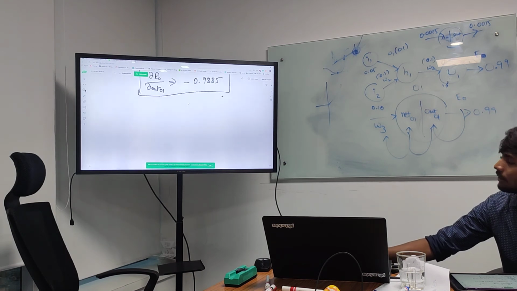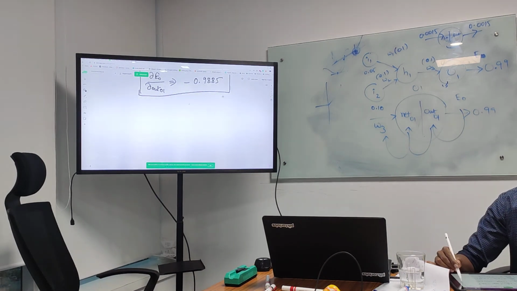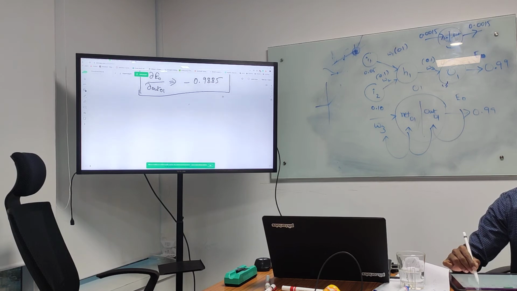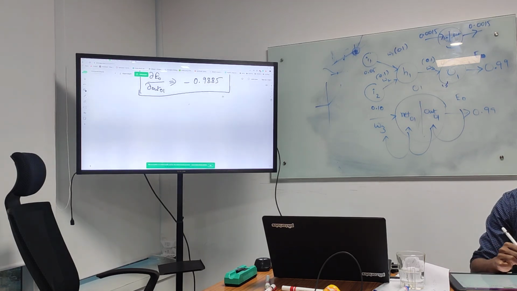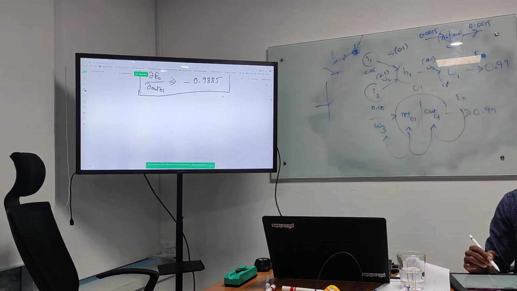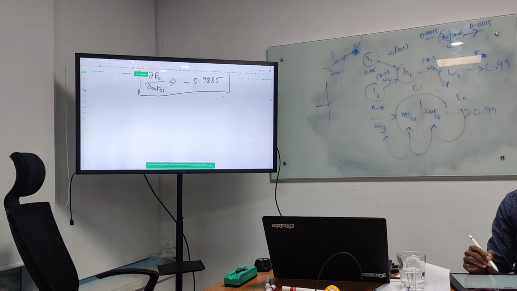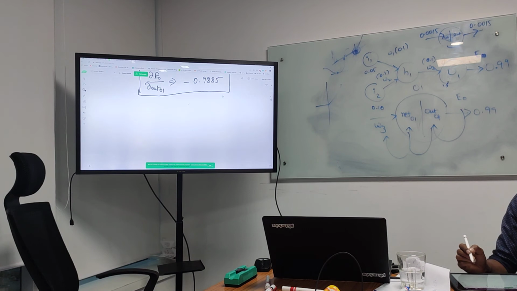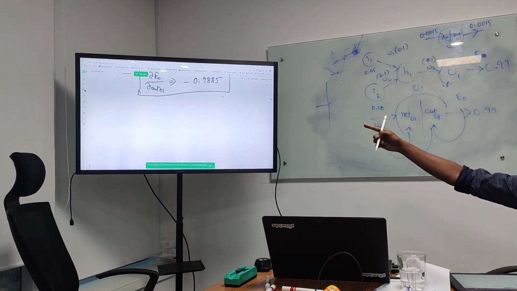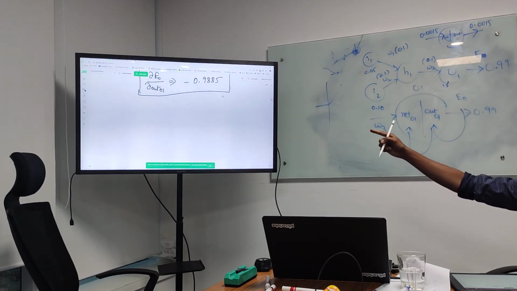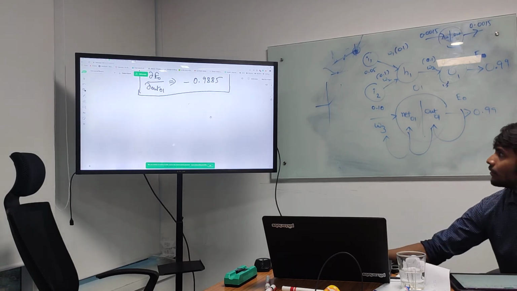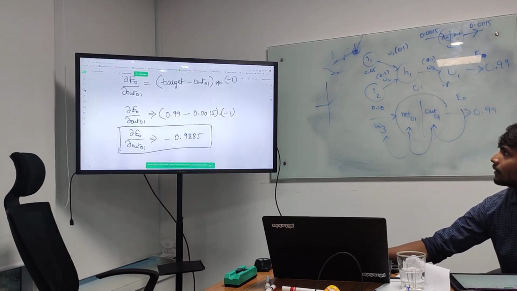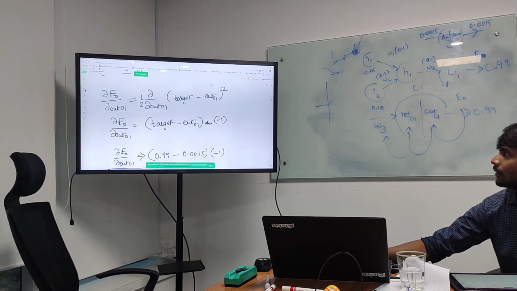That's it, simple. Backpropagation slowly gets there. So now, if I go here, make it smaller here. For your convenience. So now we have found dou E naught by dou out O1. That is the first one. If you look at this here.